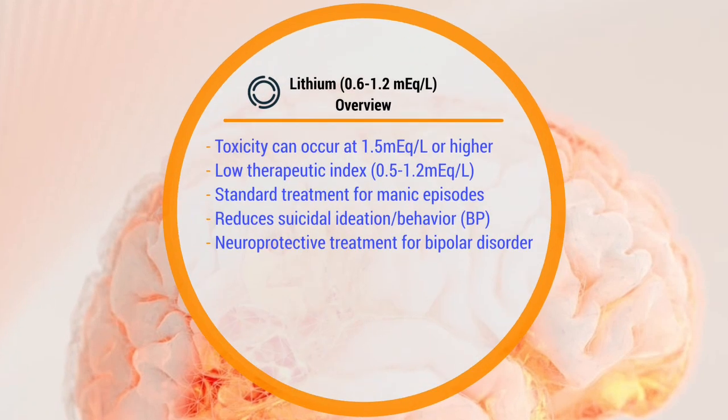So, it's important to know what level toxicity starts at. It starts at 1.5 or higher. Lithium has a low therapeutic index. As you can see, the normal values are 0.5 to 1.2. So it's a very narrow window for us practitioners to make a mistake. So it's very important that you understand the normal levels of 0.5 to 1.2.